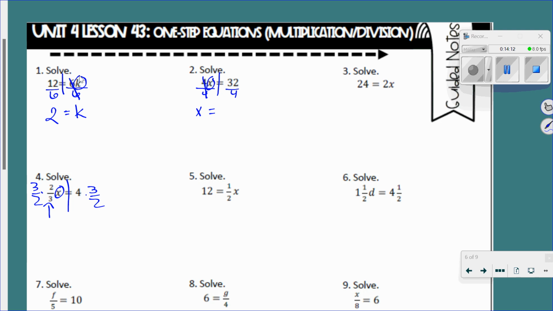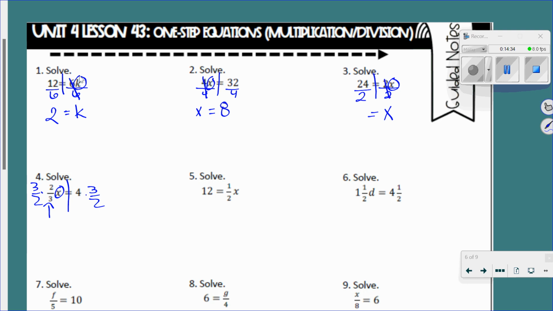All right, what am I doing on number 3? Multiplying. So I need to do the opposite, which is dividing. I want to know what x equals. So I divide by 2. That crosses them out, leaves just x. 24 divided by 2 is 12.